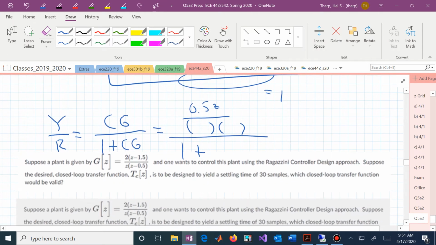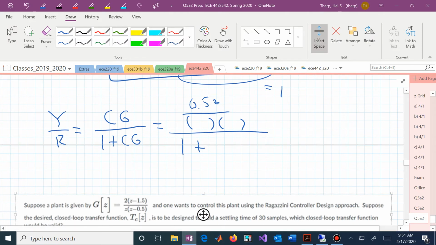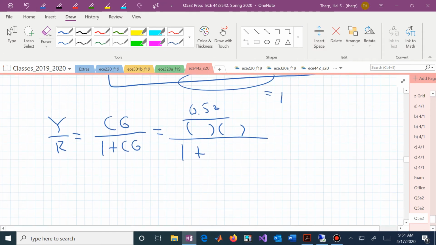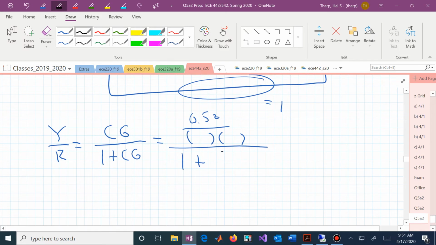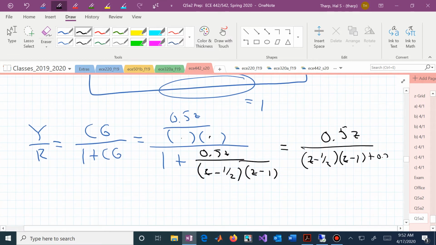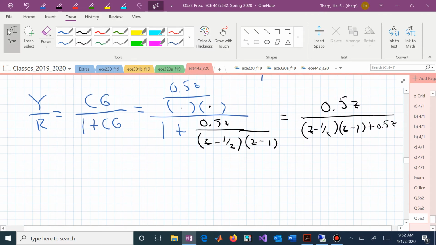So now let me move that down, give myself a little bit more space. But don't get frustrated during the quiz. Just plug on. You have plenty of paper. This is now the 0.5z, z minus 1/2, z minus 1. And that's what you had here and there. So those denominators are going to cancel. And we now have z minus 1/2, z minus 1 plus this 0.5z. We multiply this out.